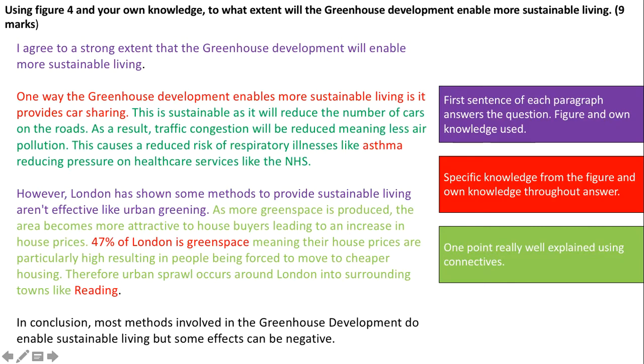Awesome. So, just to summarise, I really like the way that Hannah has structured her answer. We can see it clearly answers the question. She's used both figure 4 and her own knowledge. I really like the way that she's used specific knowledge, not just once in a paragraph, but throughout her explanation. I really like the way that she's chosen one specific point and explained it using connectives in each paragraph. And she's got both an introduction and a conclusion. To improve, Hannah needs to make the distinction between new green space creating high house prices more clear.